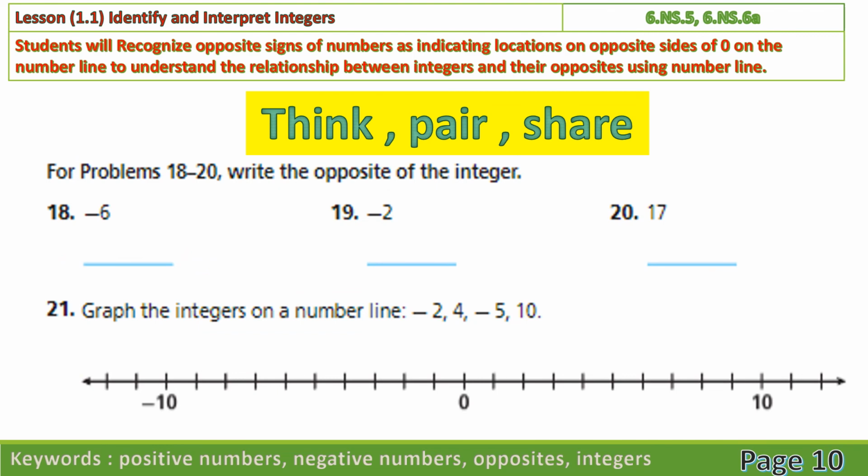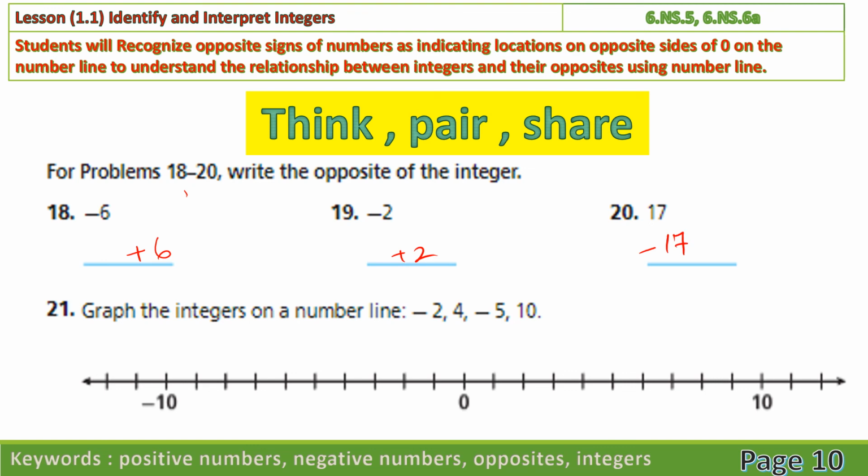For problems 18 to 20, write the opposite of the integers. We know that the opposite of negative is positive or vice versa. So let's see here. What is the opposite of -6? Positive 6. What is the opposite of -2? It is positive 2. What is the opposite of positive 17? It would be negative 17.